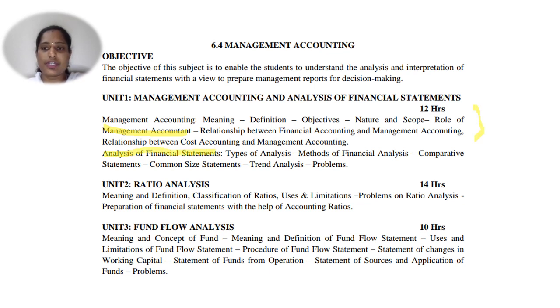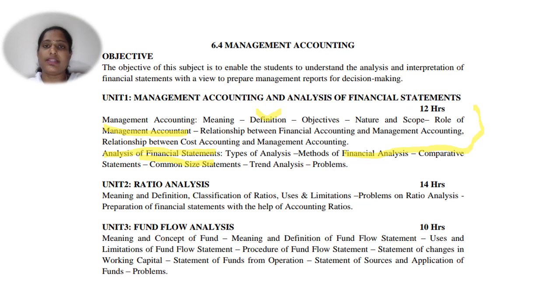In this, the first unit is theory. We will be studying in detail the definition of management accounting, objectives, nature, scope, who is called the management accountant, what is the role of the management accountant, and the difference between management accounting and other accounting like financial accounting and cost accounting. That will be discussed in the first part of the first unit. In the first unit you have 2 chapters. Chapter 1 is introduction to management accounting. Chapter 2 is analysis of financial statement.